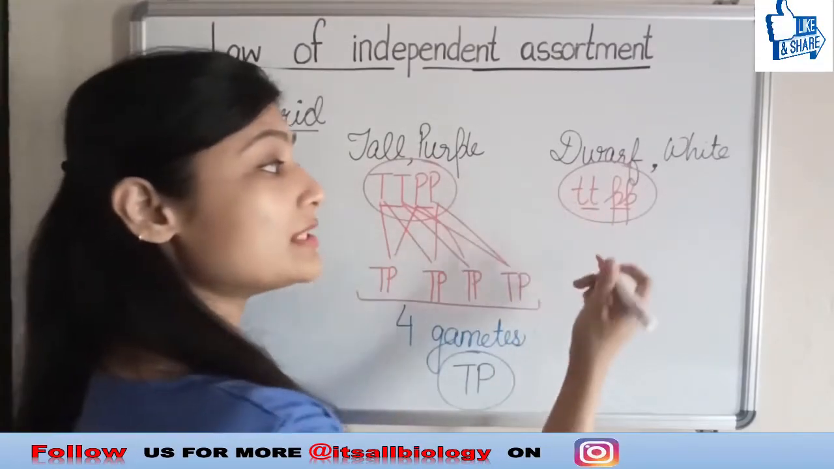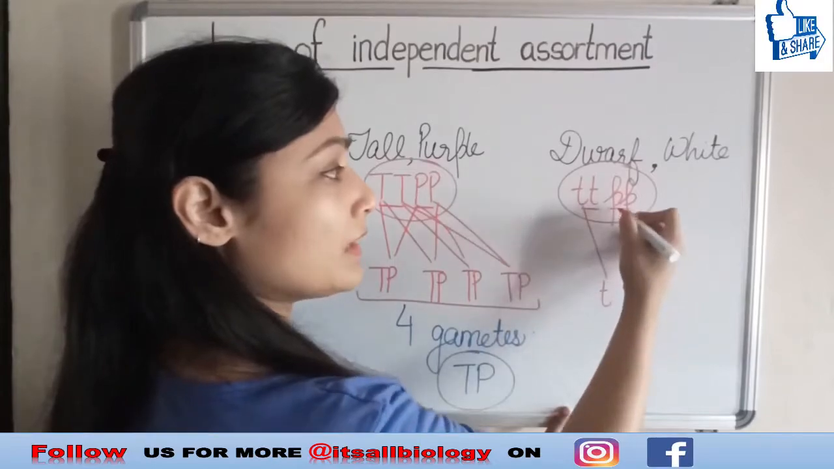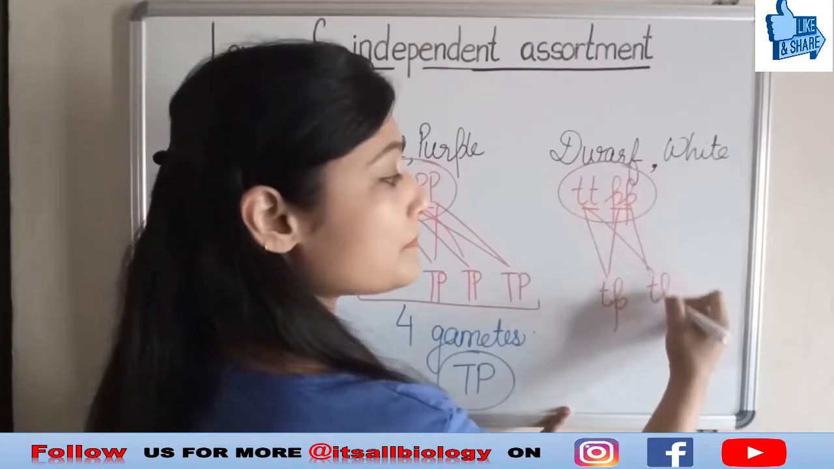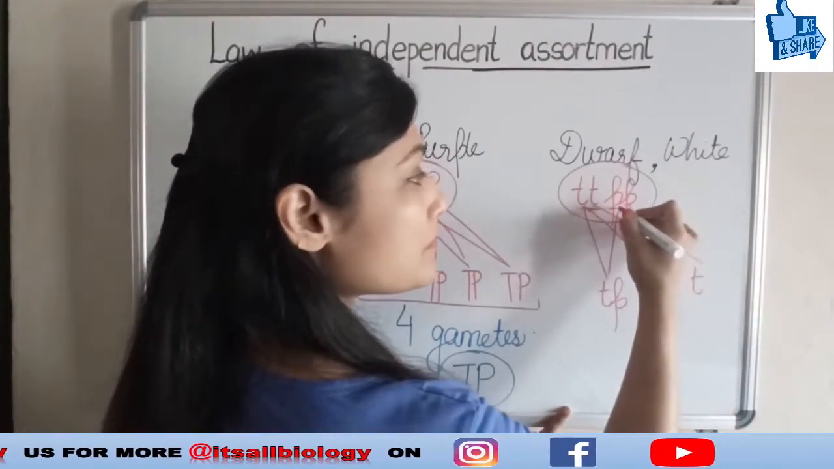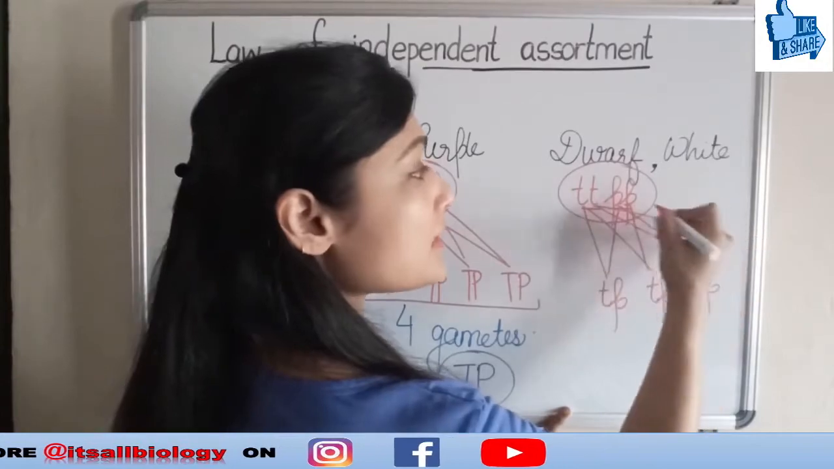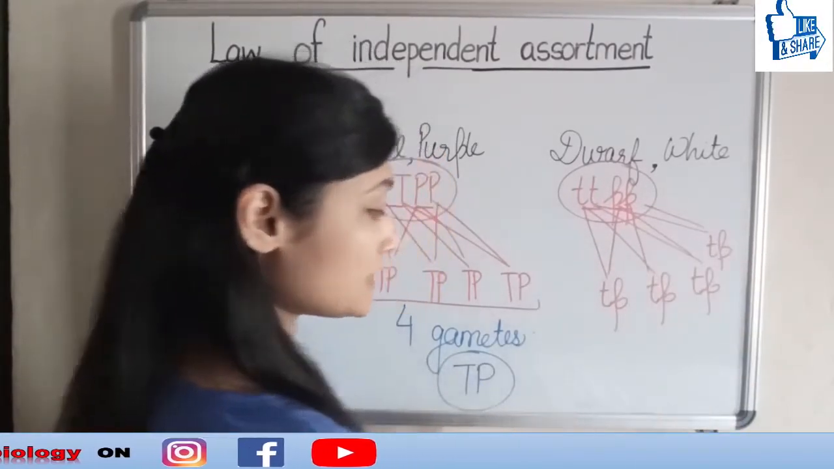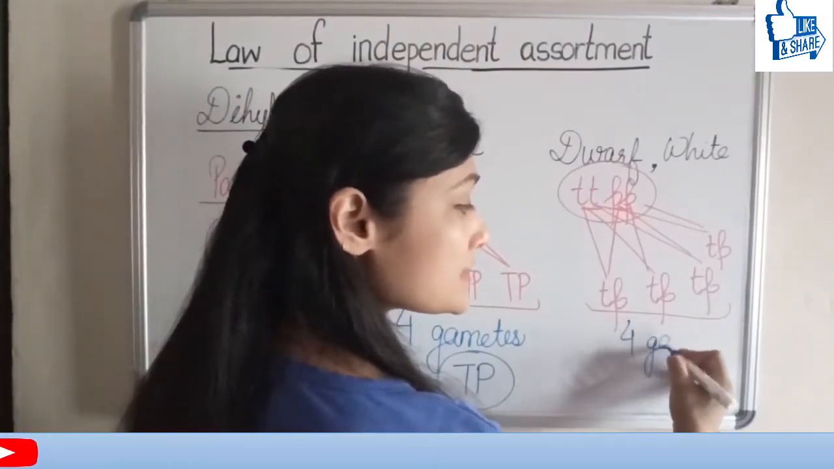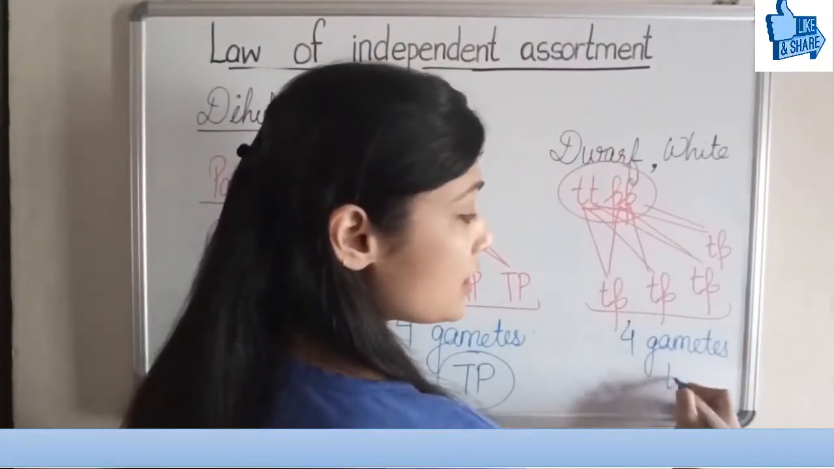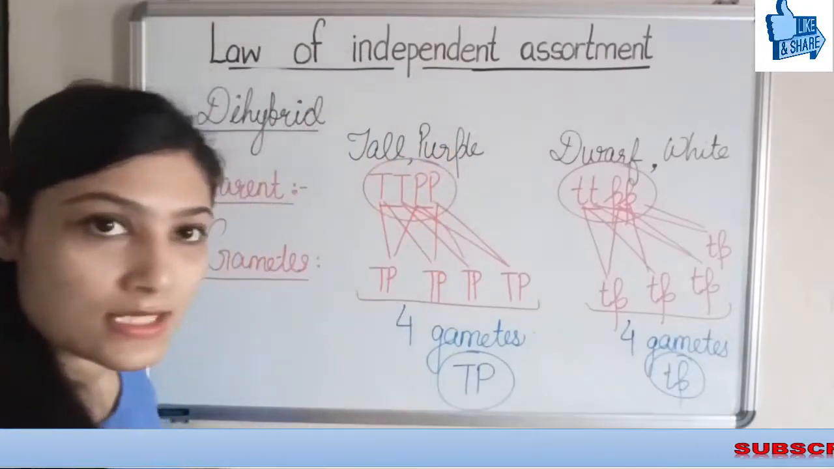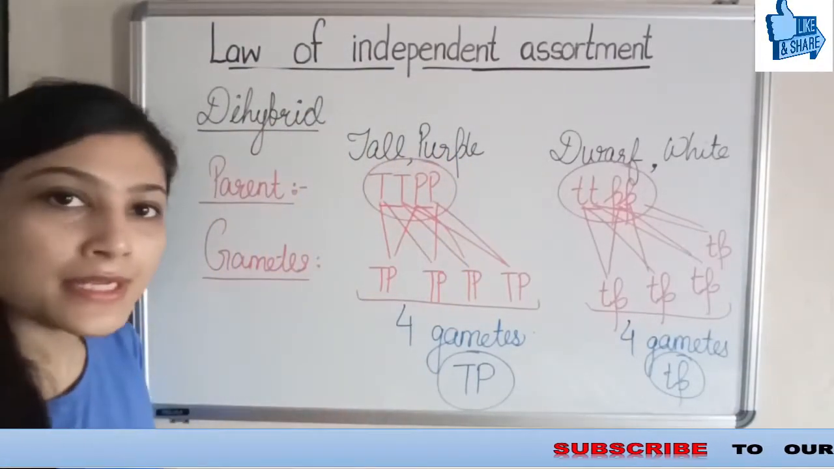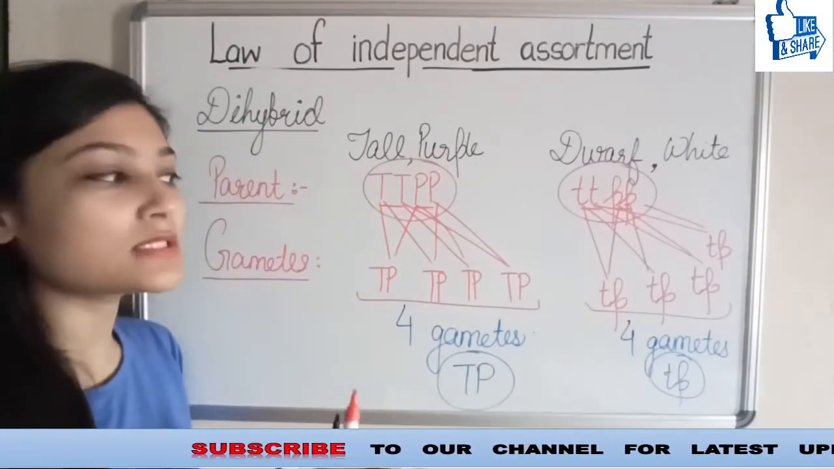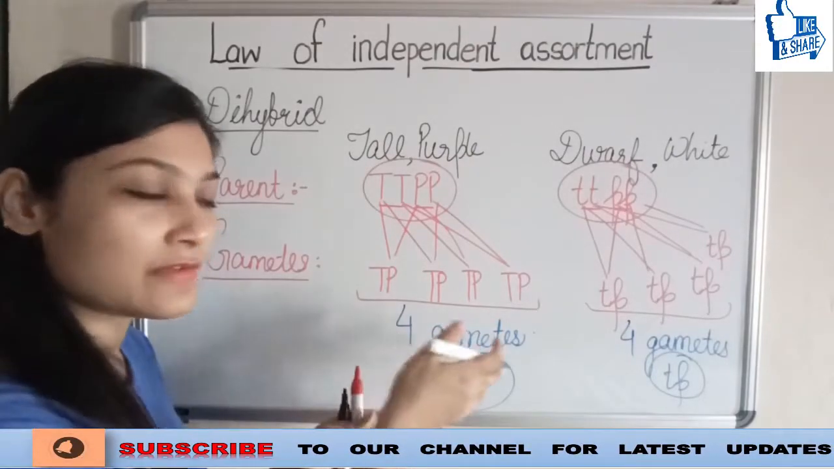If I talk about this case here, see very carefully how I am pairing it up. Like this. And here also, how many gametes am I getting? I am getting four gametes, each having lowercase alleles. The next thing Mendel did was put them together and find out all the possibilities of the progenies that they will have.